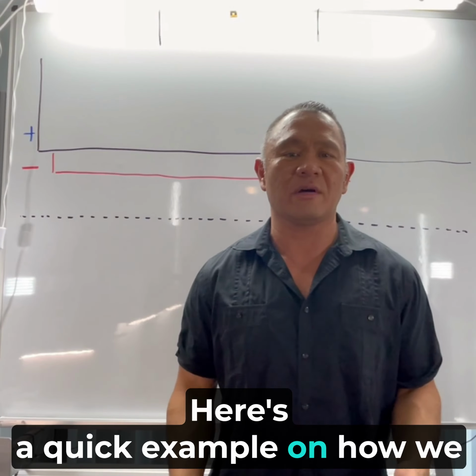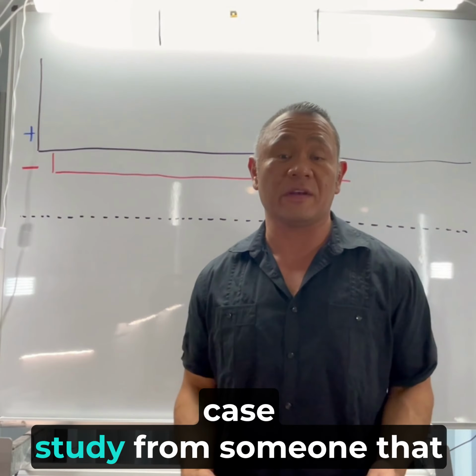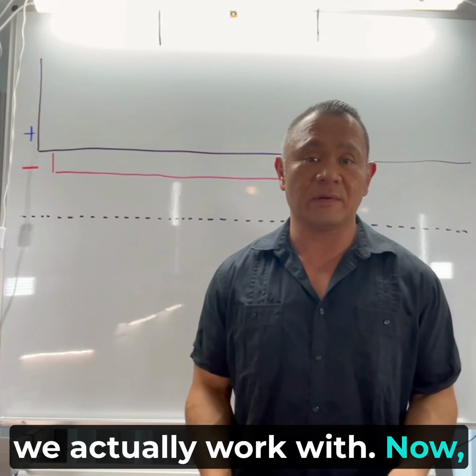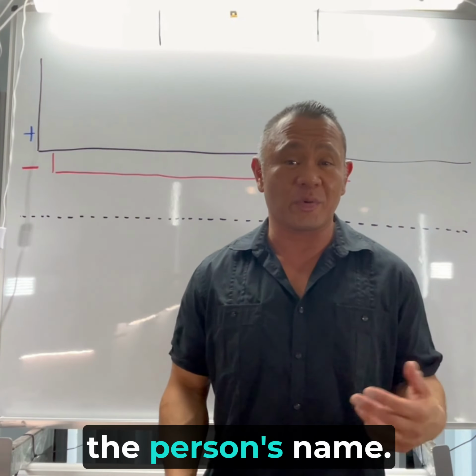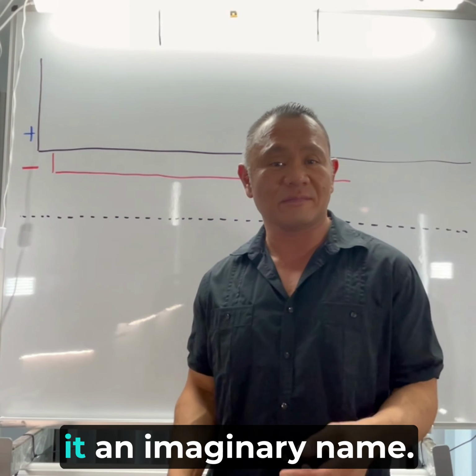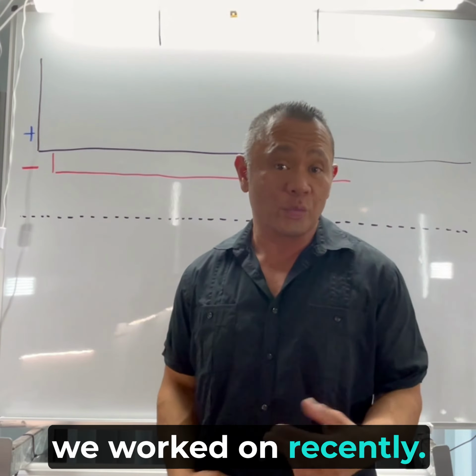Here's a quick example of how we alleviate anxiety from an actual case study from someone that we actually worked with. Now, of course, it's for identity protection. We're not going to say the person's name. We're just going to give it an imaginary name, but this is an actual case that we worked on recently.